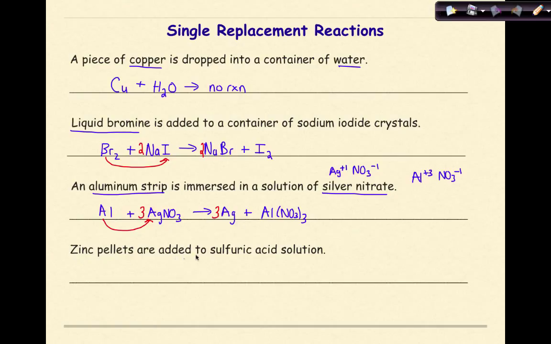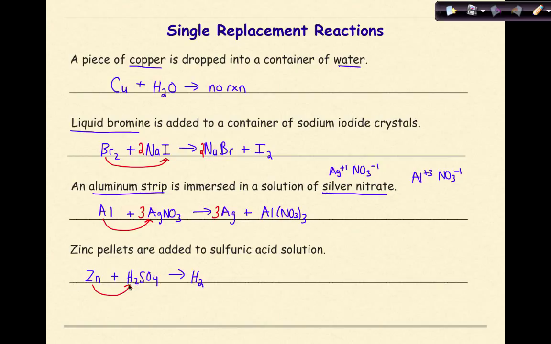Zinc pellets are added to sulfuric acid solution. Zinc is a metal, so we're just going to represent it as the element symbol, plus sulfuric acid. You should know the formula for that, which is H2SO4. This reaction will happen because zinc is more active than the hydrogen here. So the zinc is going to come in, it's going to kick out the hydrogen. As a result, hydrogen gas is released.